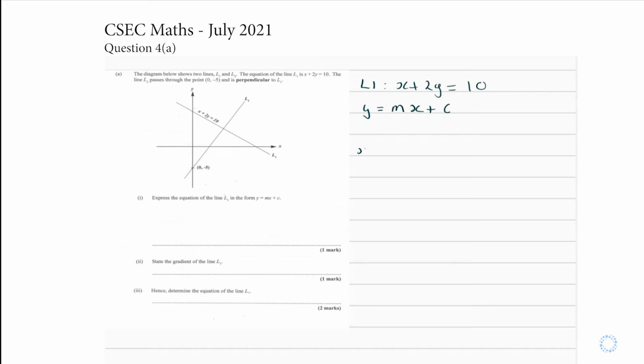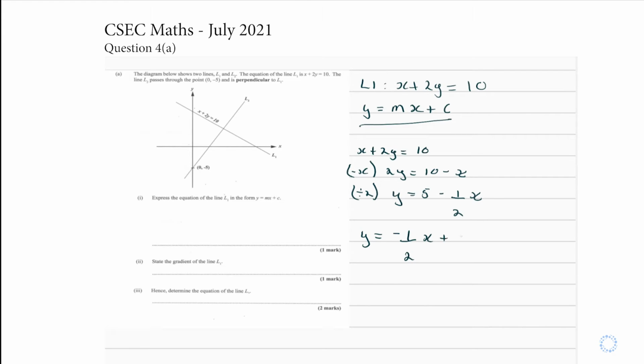So you have x plus 2y is equal to 10. We subtract x from both sides of the equation, which will give us 2y is equal to 10 minus x. We divide both sides of the equation now by 2, which will give us y is equal to 5 minus a half x. And rewriting it to look like this standard form, we'll get y is equal to minus a half x plus 5. So this is the solution for part 1.